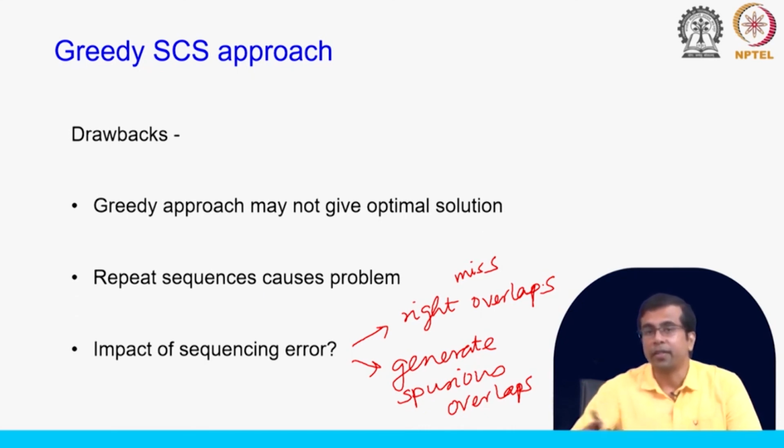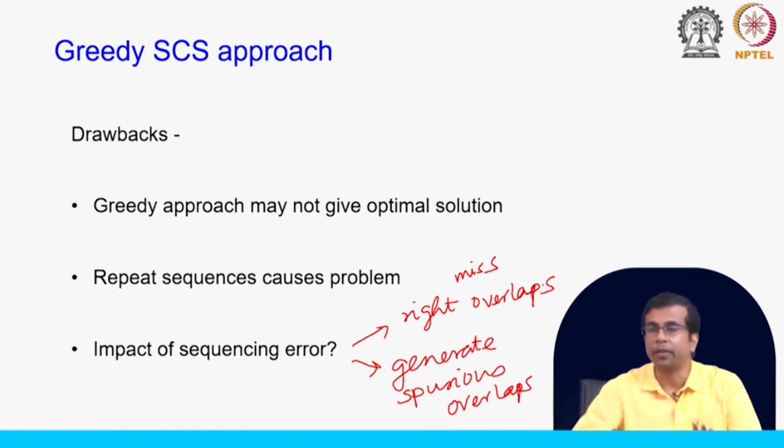Or in addition, you can generate spurious overlaps, which means you are making the whole structure even more complex. You are adding more nodes with reads that are not actual sequences from the genome, but are generated because of the variation, because of the sequencing error that is present. So, we have not talked about sequencing error, and this is something we need to address, which we will do when we talk about other methods.